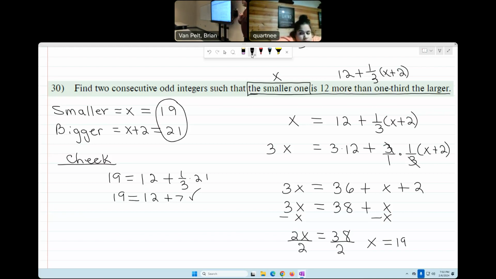So remember, consecutive even or consecutive odd integers are gonna jump by 2 units. Just plain old consecutive integers will only jump by 1 unit.